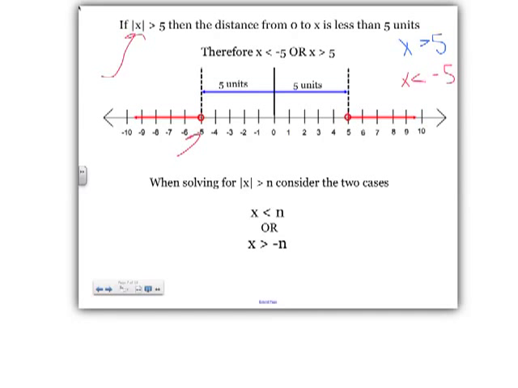So our graph will look like this, which is an OR situation. And basically, it's the exact same steps, whether it's a less than or a greater than sign. The difference is when it's a greater than sign, it's going to be an OR statement. Whereas when it's a less than sign, it'll be an AND statement. Let me show you.